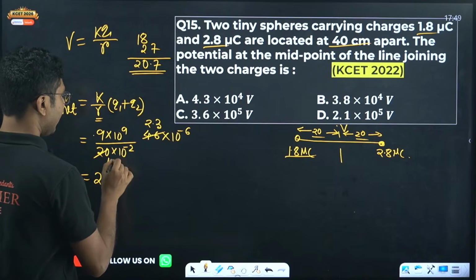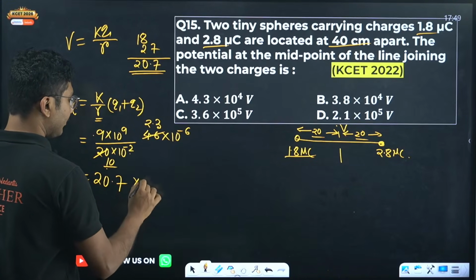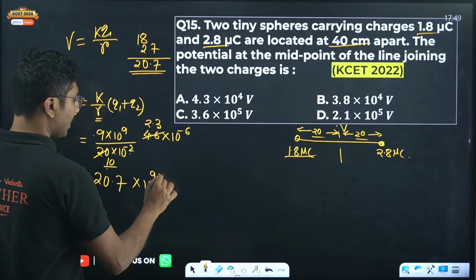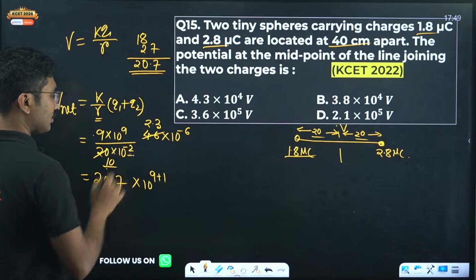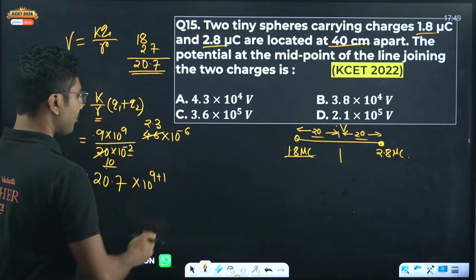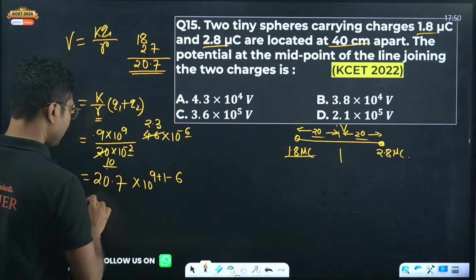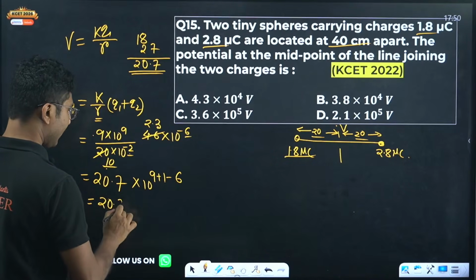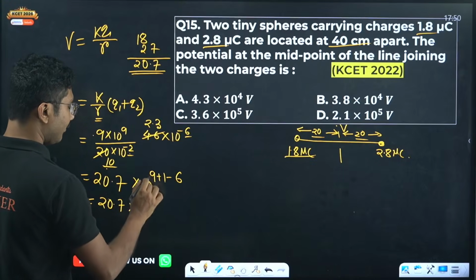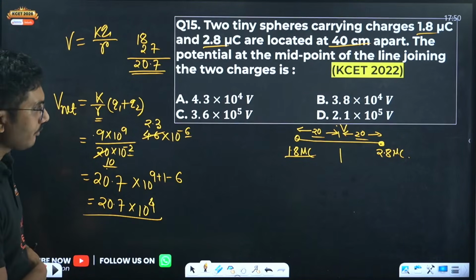So here we get 10 and 10 to the power of minus 2. So eventually we get 10 to the power of plus 1, 10 and minus 2, so that is minus 1. It is in division, it goes up, becomes positive, and here we have minus 6 from this. So 20.7 into 10 to the power of 10 minus 6, that is 4. Okay, 20.7 into 10 to the power of 4.